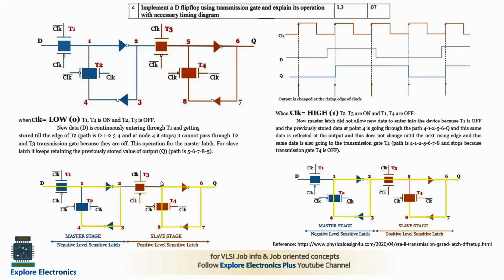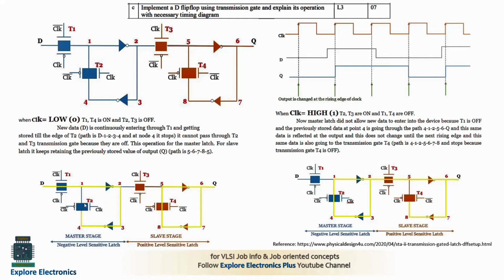When the next positive edge comes, what happens? The next positive edge means the clock becomes high. Clock is low here, we are giving D, and when the clock becomes high in the next subsequent time, T2 and T3 will be on. T2 is this and T3 is this. The value of D will be present over here. Now this transmission gate is off, so we are not taking the new value of D.